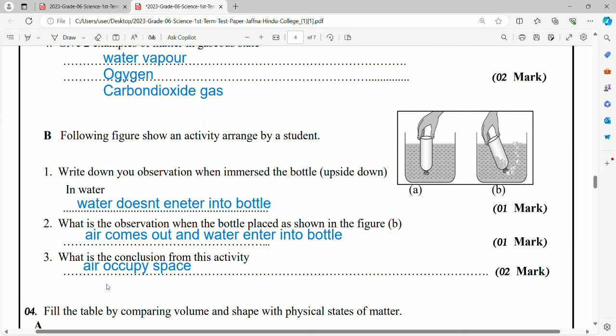So what is your conclusion? The conclusion is air occupies space. Because of that, water doesn't enter into the bottle in figure 1. When air comes out, only then will water go into the bottle.